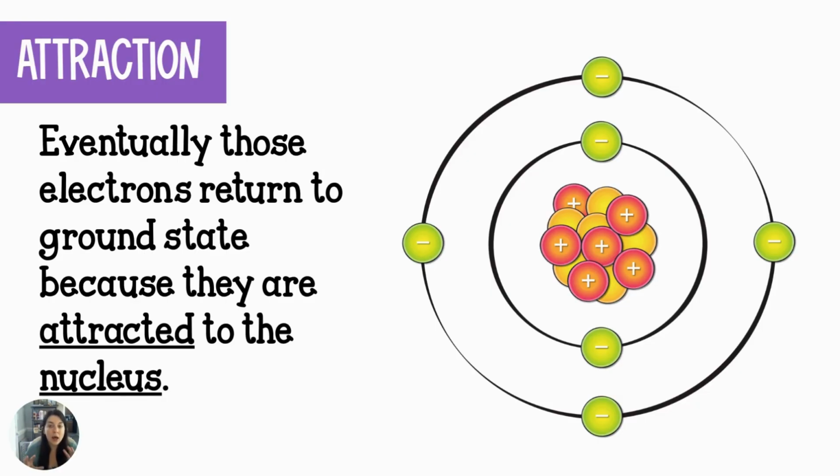Again, speaking of attraction, protons and electrons are attracted to each other, but protons cannot move. So the proton will just call out, hey, I'm positive, come back. And the electron goes, oh yeah, I'm negative, I'm attracted to you. And we'll come back to ground state.